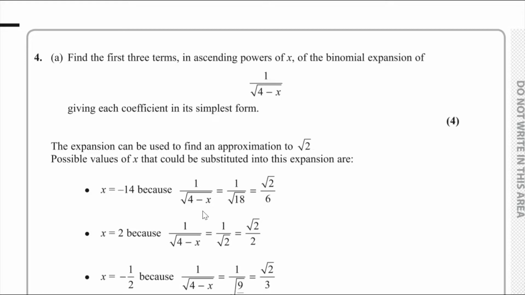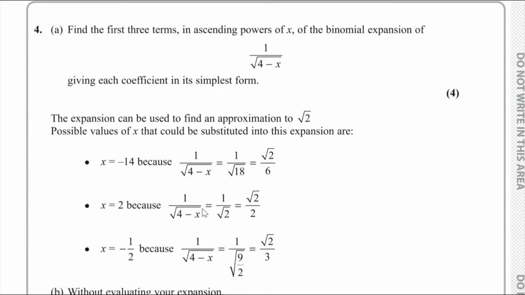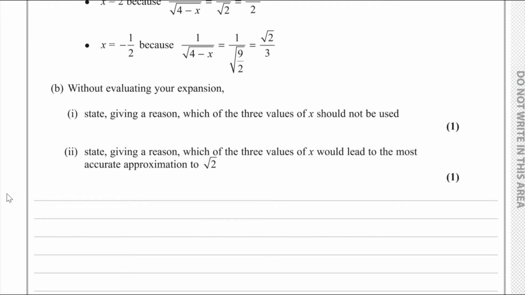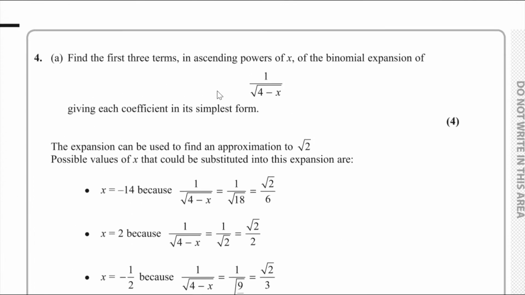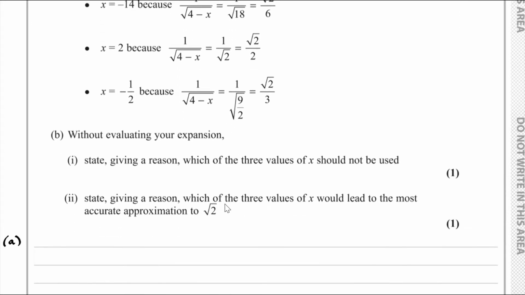Question number 4. We have to find the first 3 terms in ascending powers of x of the binomial expansion of 1 over the square root of 4 minus x, giving each coefficient in its simplest form. Well, for part A, we can rewrite this 1 over the square root of 4 minus x as 4 minus x to the power of minus 1/2.